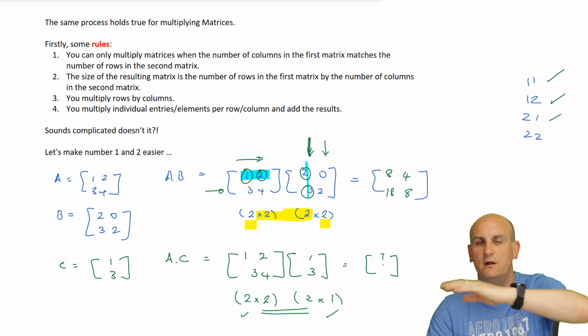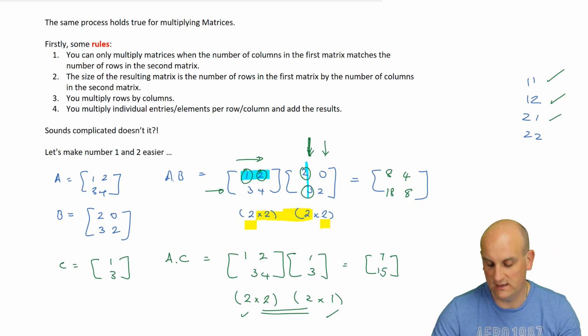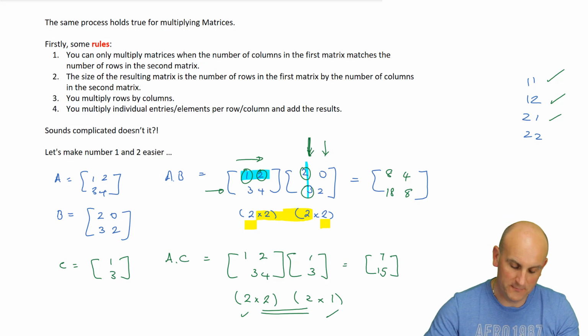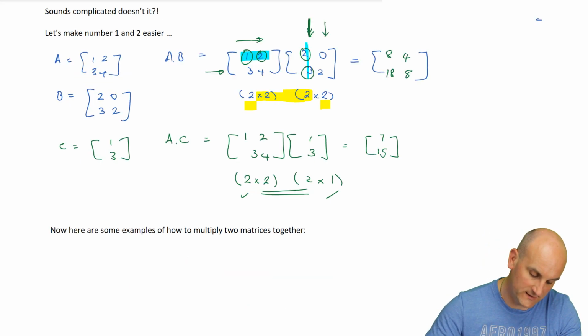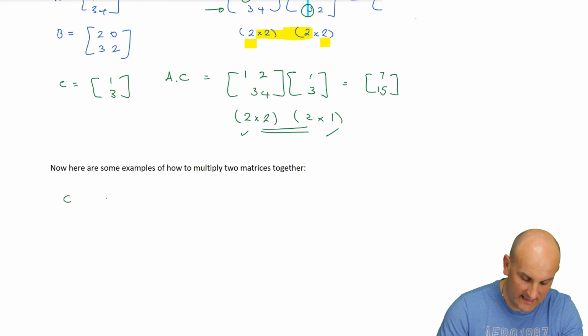And now second row times first column. 3 times 1 is 3, 4 times 3 is 12. Add the two together, gives me 15. And there we go. Now, just carrying on, just in this space here, could I do C times A?